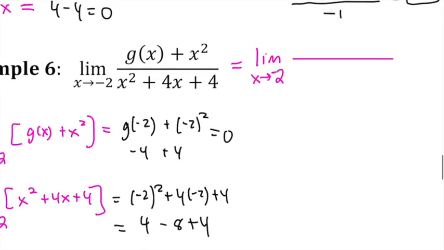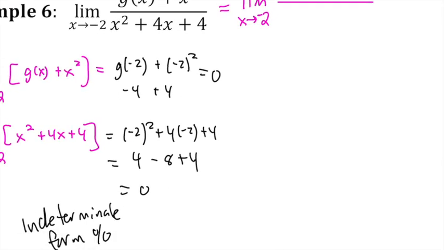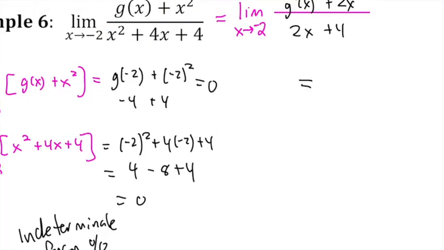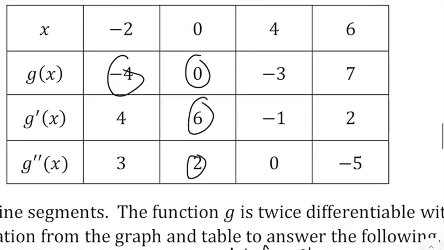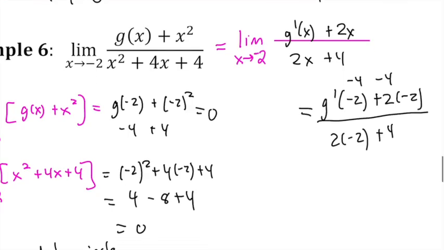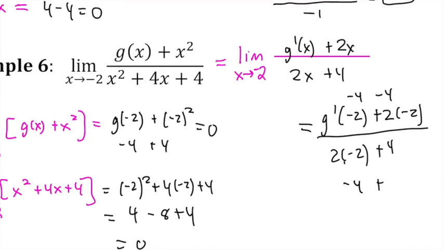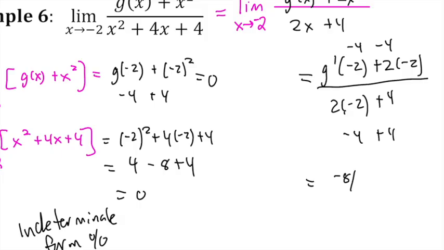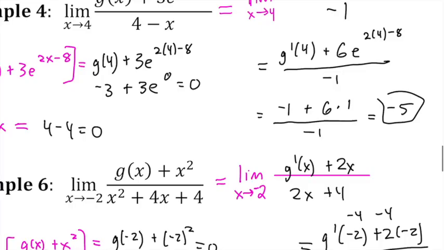So we can take the derivative of the top and bottom. So the derivative of the top is going to be g prime of x. And then the derivative of x squared is going to be 2x. On the denominator, we're going to have 2x plus 4. So now let's substitute negative 2. Looking at g of negative 2, that gives me negative 4. So we have negative 4 minus 4 all over negative 4 plus 4. So we're going to get negative 8 over 0, which is not right. The top should be 0 as well.